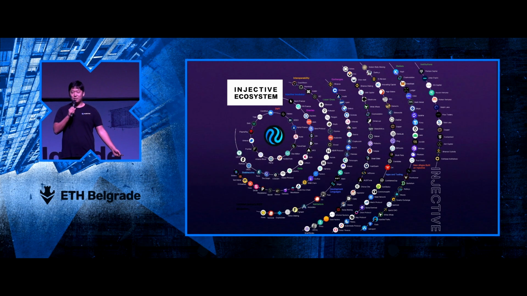First, I'll talk a little bit about the Injective ecosystem. Injective is one of the fastest growing ecosystems in all of Cosmos. We have numerous projects in the Cosmos ecosystem, in the general crypto ecosystem building with us or partnered with us. And yeah, lots of opportunity.